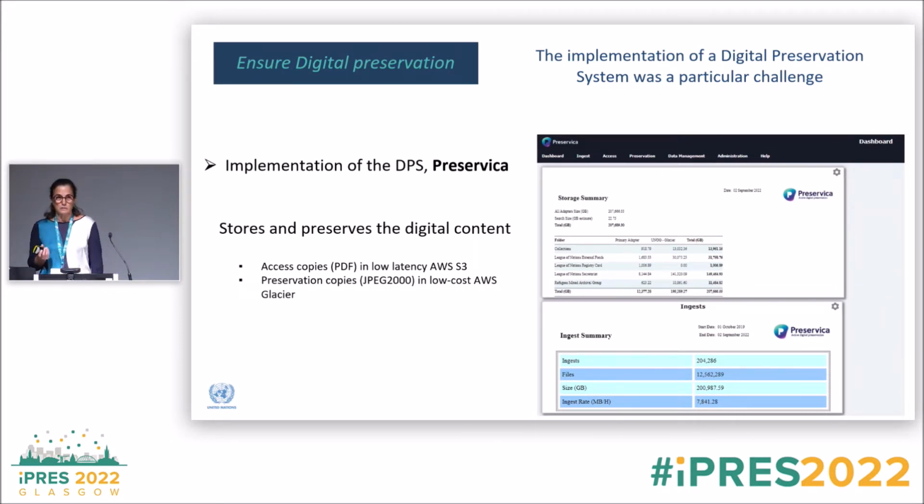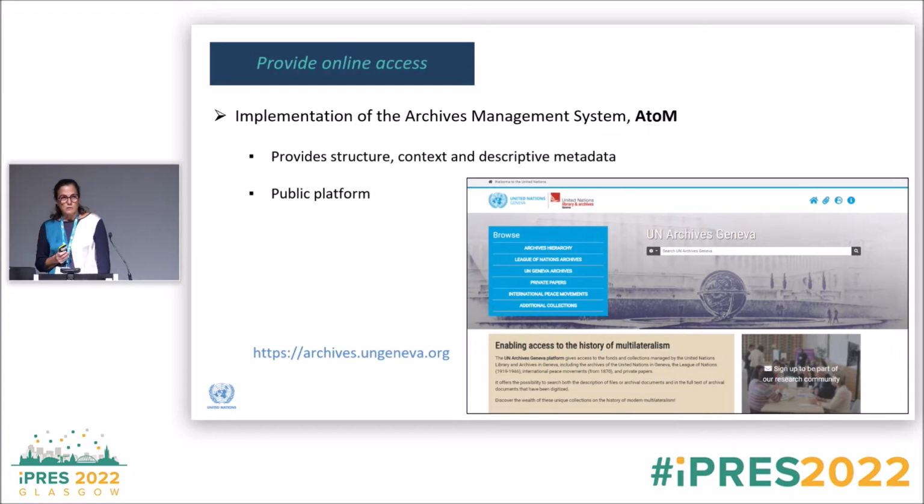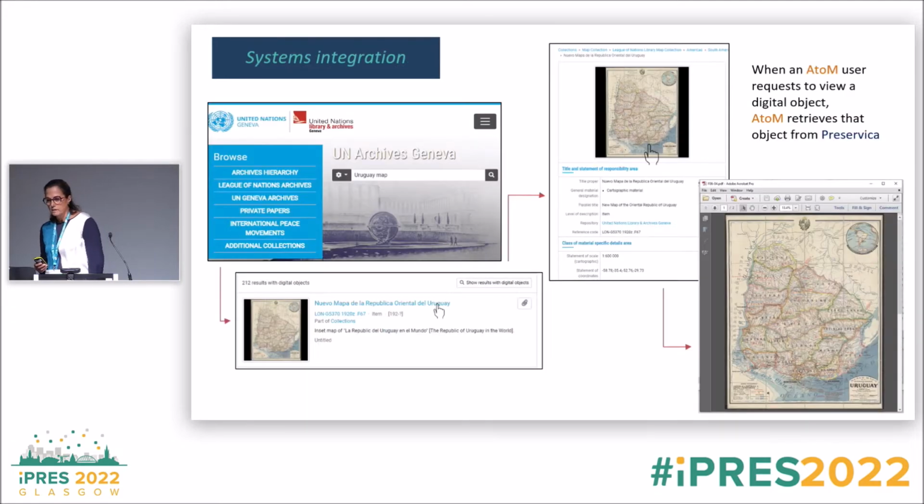We implemented Preservica that helped us to store and preserve the digital content. The second system was an archives management system, and this time we chose the AtoM system, Access to Memory, which provides the structure, context, and descriptive metadata of the collection, as well as the public platform where the users will search and find the information they need. The 2 systems need to be integrated, and that was the second big challenge of the project.